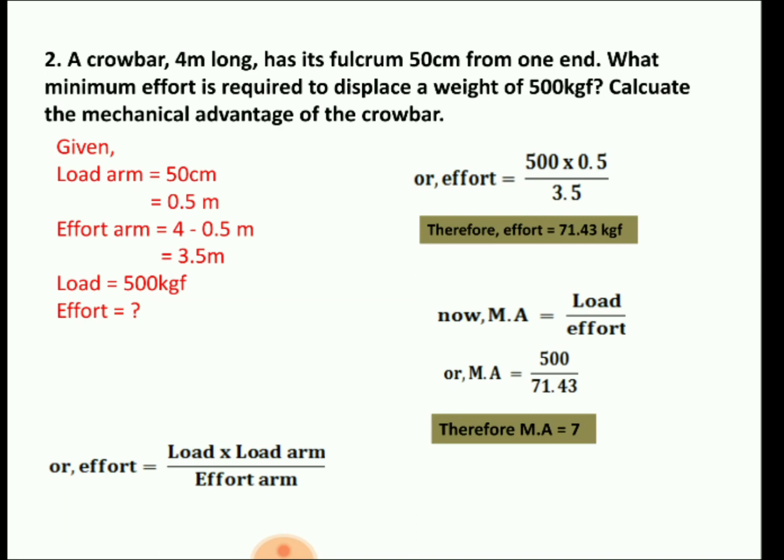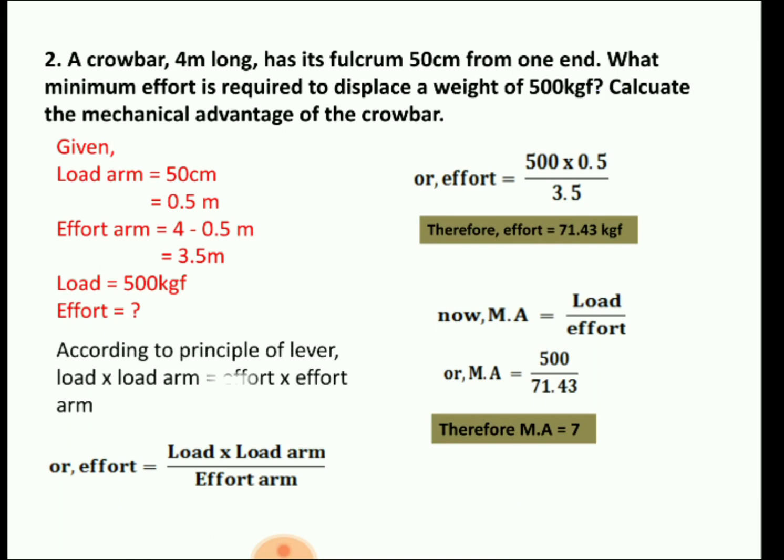So what will be our effort arm? Total length is 4 meter, load arm is 0.5 meter, so the effort arm will be 4 meter minus 0.5 meter equals 3.5 meter. So I have got my load arm and my effort arm. One more thing is given: the load. We have to displace a weight of 500 kgf. This is our load. To lift this load, how much effort is needed?